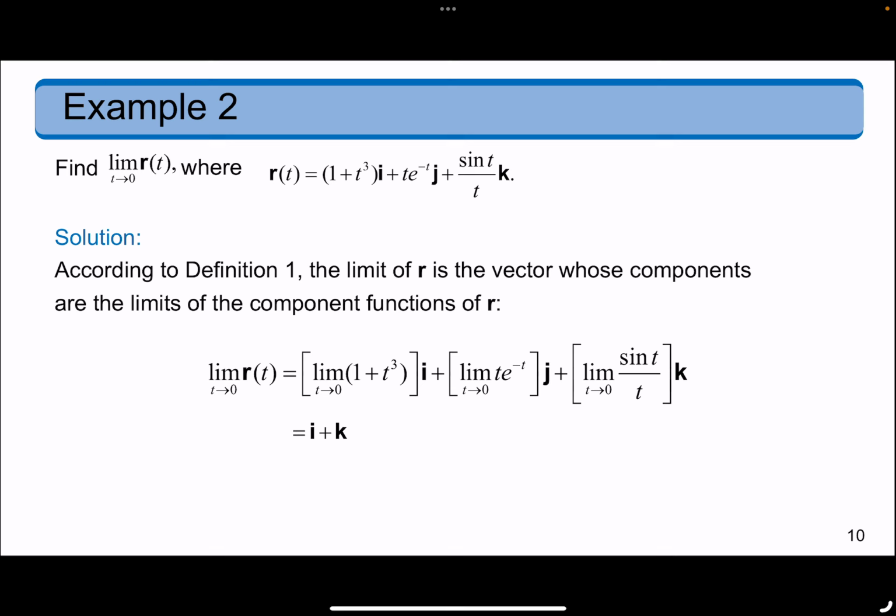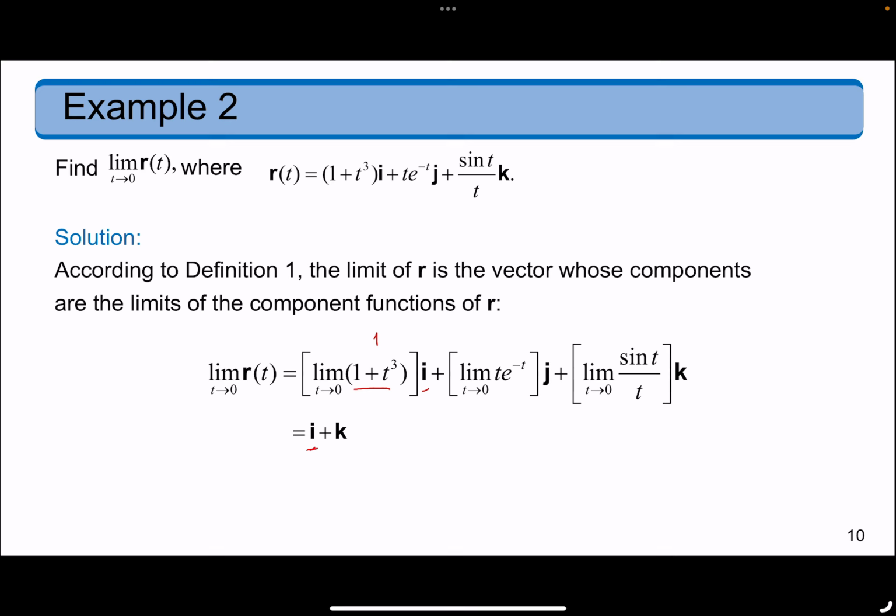So what we can do is apply the intuitive approach wherein we try to check whether the limit would exist as t is plugged into the variable t. So 1 plus 0 cubed would be 1. There would be no violation to the left and right of 0. So 1 plus 0 is 1 rather. So this would be 1i. So we will be having i.